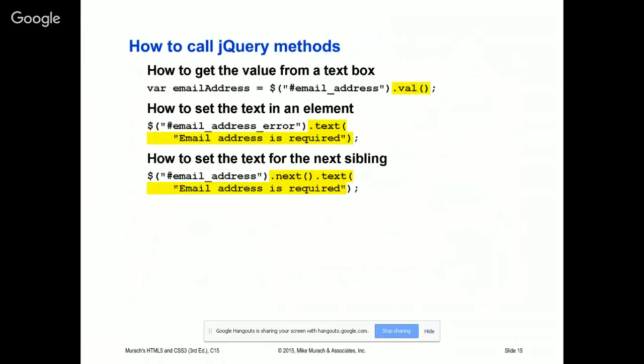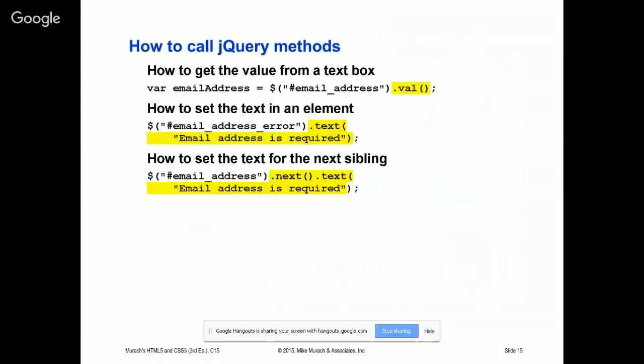And then how do you call the methods? Well, you just use the dot operator and then the name of the method. The jQuery website has an extensive reference to all the possible methods. It's called an API, Application Programming Interface. For example, one of the methods available in jQuery is the dot val, and what it does is it gets a value from a text box.